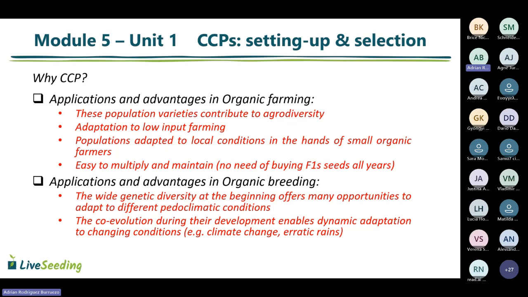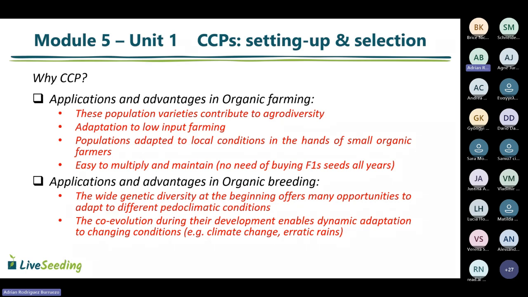Thanks to the highly segregating starting populations after the crossings, you can take bulks of seeds, or lots of the seeds, and try them in different locations. Thanks to this high number, range, plethora of recombinant events that have taken place in this population, you can develop locally adapted heterogeneous materials from the same starting composite cross population. And also, the coevolution during the development enables dynamic adaptation to changing conditions.